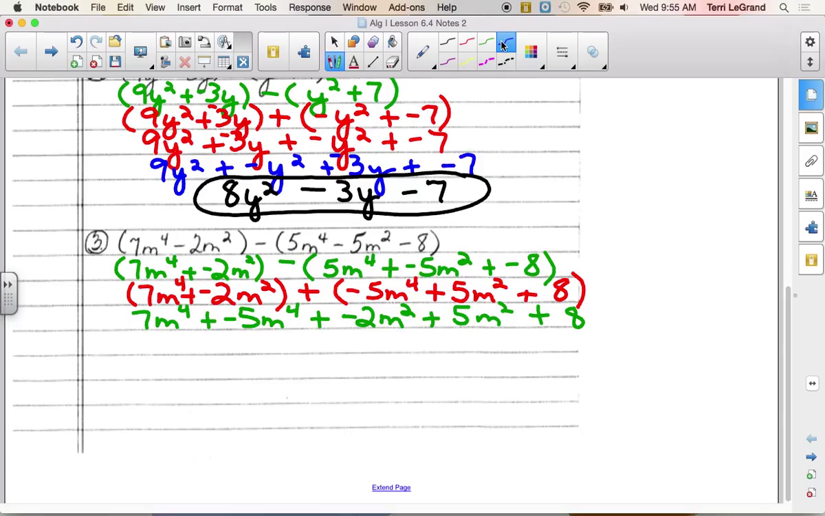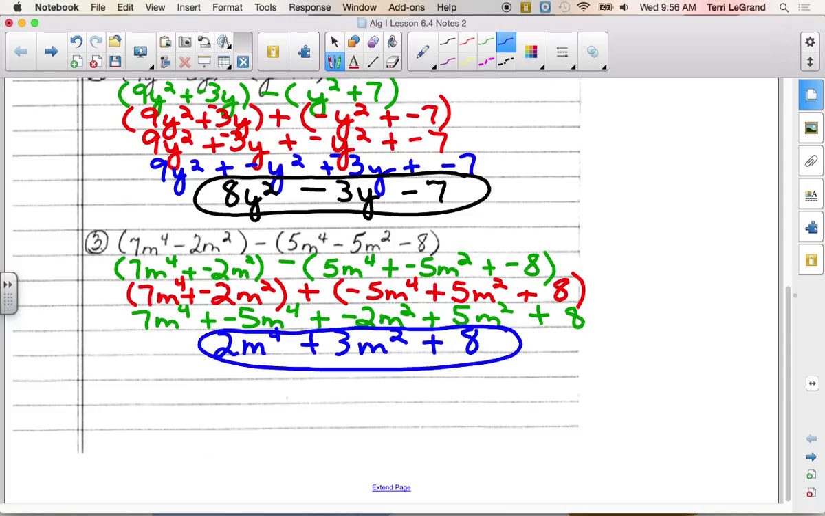So how many m's to the 4th do we have? 2. Anybody catch themselves accidentally making m to the 4th plus m to the 4th, m to the 8th in your homework for today? Sometimes it's an easy mistake to make. And then, how many m squares do we have? 3. And then that's our 8. So a problem that in the beginning had a whole lot of subtraction going on is now all addition, all positive numbers.